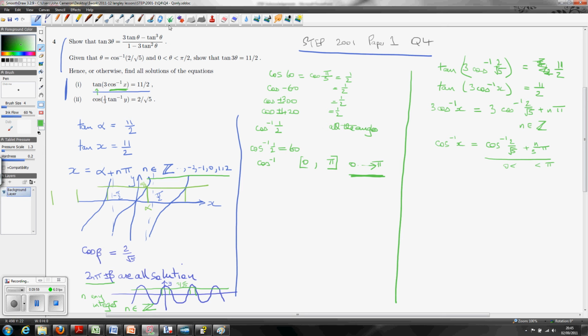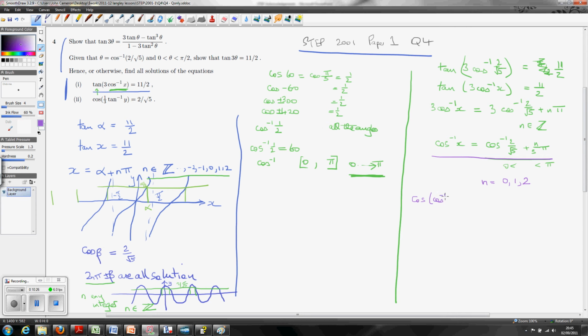And that can only happen, I'm going to change color for emphasis here, that can only happen if n is equal to 0 or 1 or 2, not any of the other values. So it's only those three values. So I want to solve this equation for x, given that n is equal to 0, 1 or 2. To do that, I apply cosine to both sides.